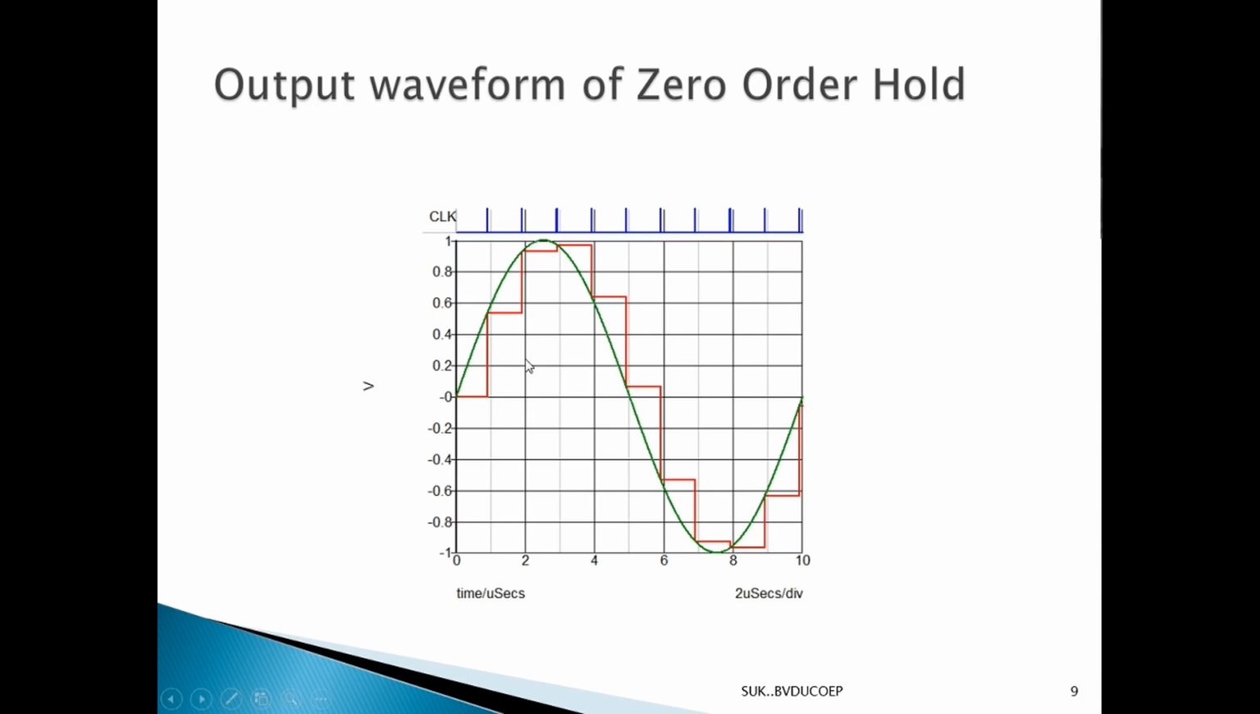So how will the output of the zero order hold look? Here we can see, suppose at instant 0 the output is 1, and until the next sample comes, this output is held. Next, at instant 1 the output is, suppose, 0.5. So the 0.5 value is held till the next sample comes, that is at instant 2. So this is a zero order hold. Within 2 consecutive sampling instants the value remains the same.